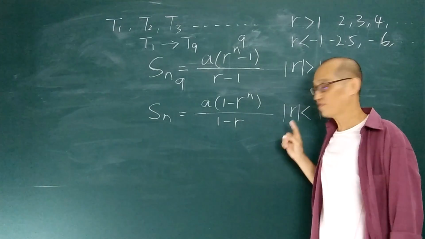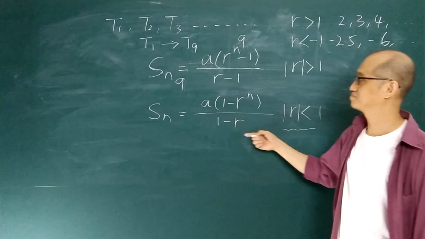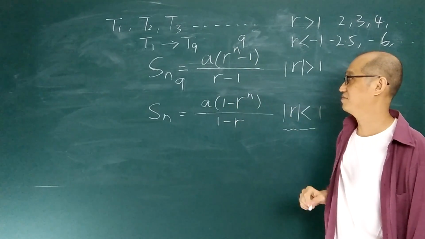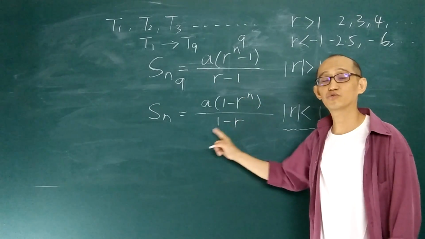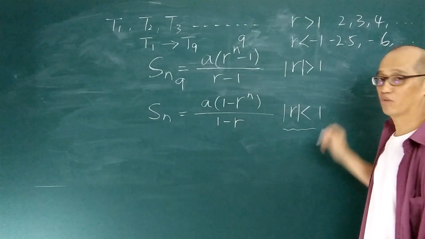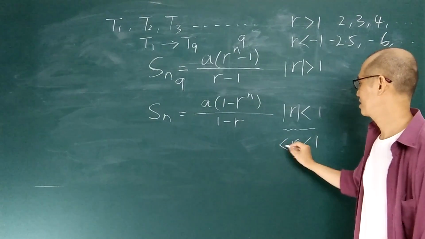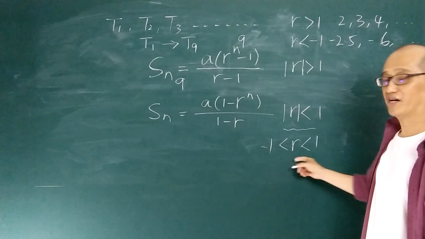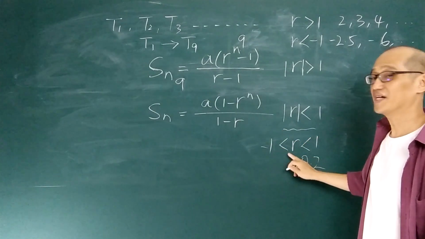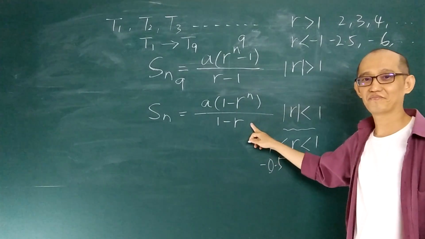If the absolute value of r is less than 1, then we are going to use this equation. R to the power of n minus 1 becomes 1 minus r to the power of n. Down here, also we swap the place. Now what does it mean by that? The absolute value of r is less than 1. This one is r is less than 1, but greater than negative 1. So for example, when r is 0.2, we use this equation. Or when r is negative 0.5, we use this equation.